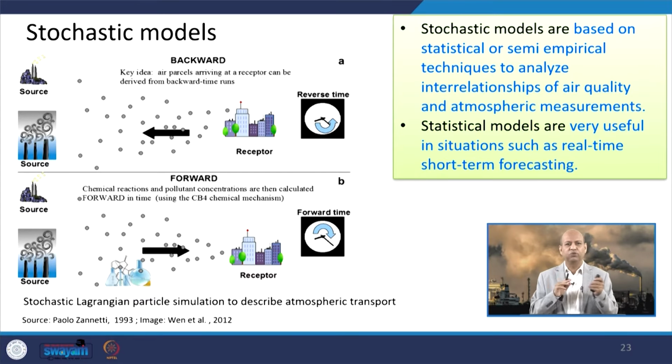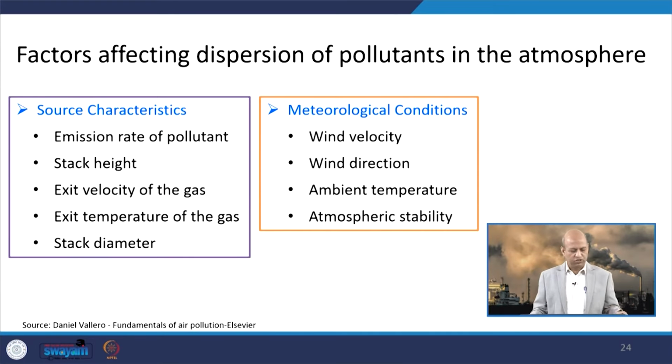So, you can train the model according to a particular situation. The factors which affect the dispersion of pollutants in the atmosphere, we have discussed earlier also, like source characteristics. Some parameters of the source will influence the concentration or dispersion of the pollutants, and the meteorological conditions. So, the emission rate of the pollutant, what is the stack height, what is the plume rise, what is the exit velocity and the exit temperature of the gas, what is the stack diameter.